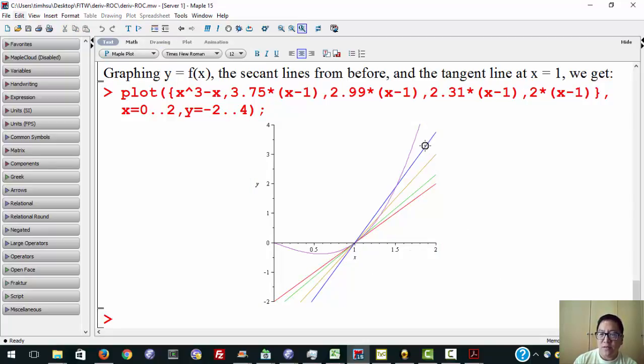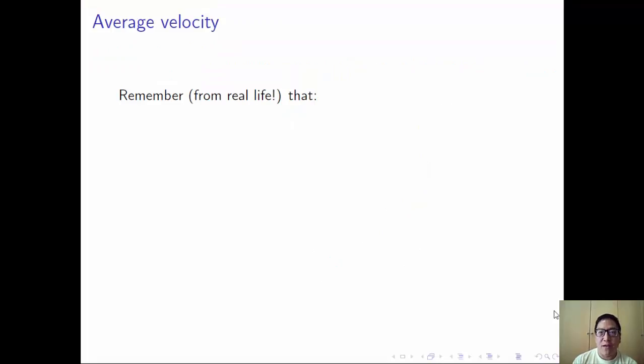So again, the secant lines approach the red tangent line, and at the same time, the slopes of the secant lines approach the slope of the tangent line, which by definition is the derivative. Okay, so that's one way to think of a derivative: as the slope of the tangent line at a given point. All right, here's another way of thinking about the derivative.